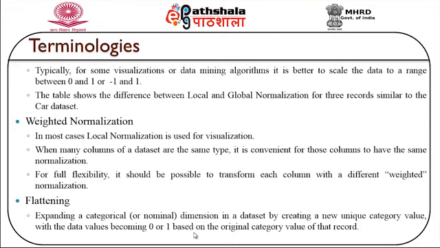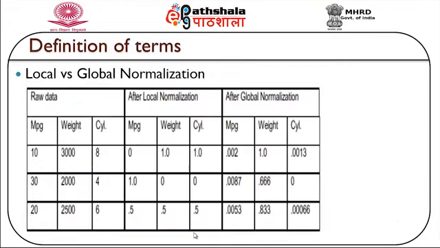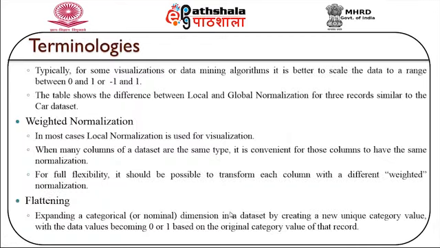The table shows the difference between local and global normalization for 3 records, which is similar to that of the car data set. So here we can understand that in global normalization the values lie between minus 1 and 1, and after local normalization we can see the values lie between 0 and 1 in each case. After global normalization, they try to match the value between minus 1 and plus 1.